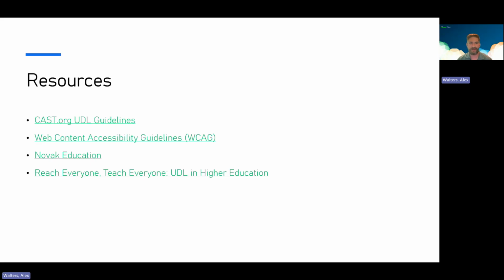First is the CAS UDL guidelines, which we discussed. They're a great place to start, and they're practical and research-based. Second is the Web Content Accessibility Guidelines, or WCAG. They help ensure your materials meet accessibility standards. So everything that you want to know about digital accessibility and why that is so important and standards around that, the Web Content Accessibility Guidelines are going to be an excellent resource.